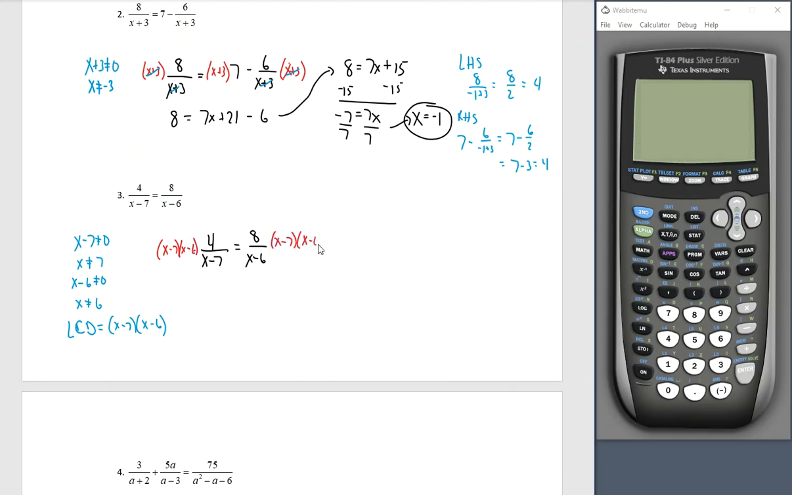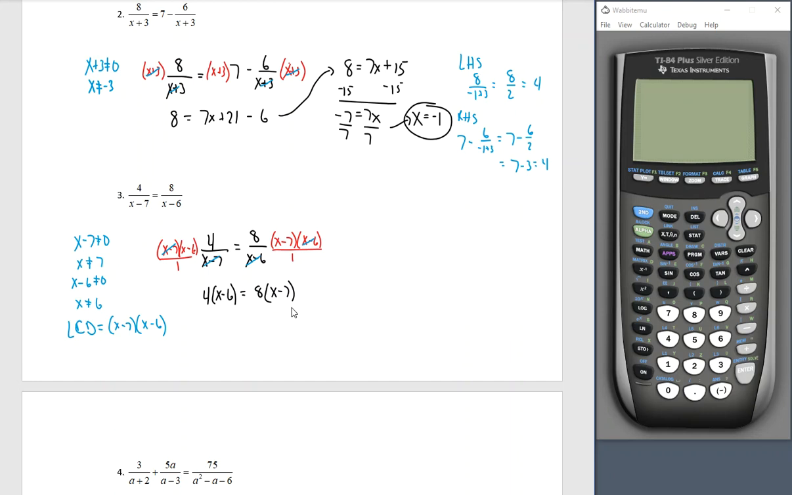And remember, when we're multiplying by this common denominator, if you need to, write that denominator of 1, that unwritten denominator. You could write it, it's all right. As we cancel, on the left, the x minus 7 will cancel with the denominator x minus 7. And on the right, the x minus 6 will cancel with the x minus 6. So we have 4 times x minus 6 equals 8 times x minus 7.